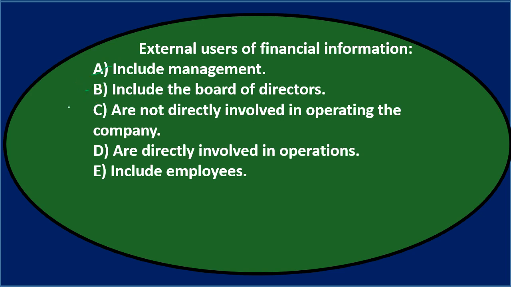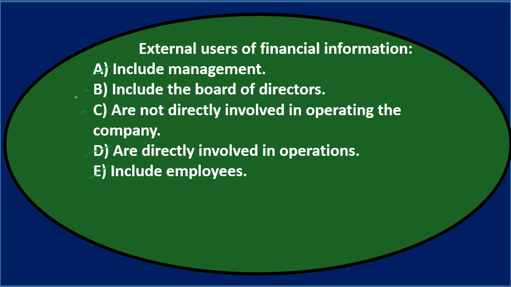C says are not directly involved in operating the company. I would think external users probably aren't directly involved. That seems reasonable. D says are directly involved in operations. So these two are contrasting each other pretty directly, which could indicate it's one of those two. But I don't think it's D. And then E says include employees. So employees are external users? Doesn't seem quite right. I'm going to say no on that. Well, let's keep it with B and C.